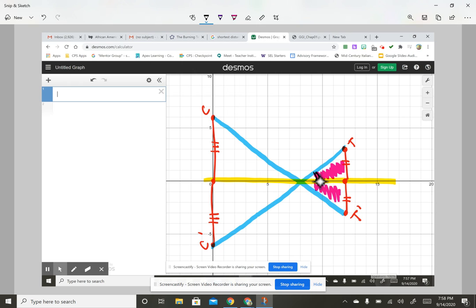So we know the angle here is congruent to the angle here. We know that angle up there is congruent to the angle by T prime. Then we also know that these two angles are 90-degree angles, therefore congruent to each other as well.